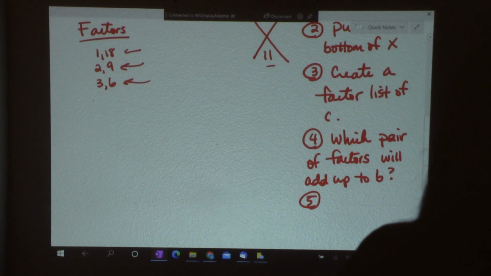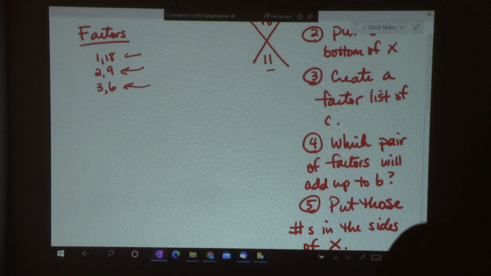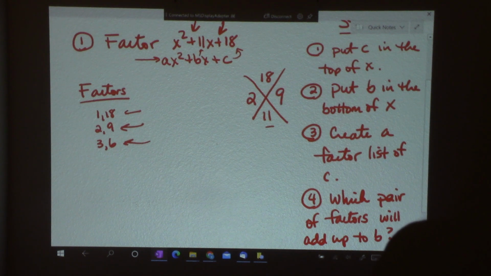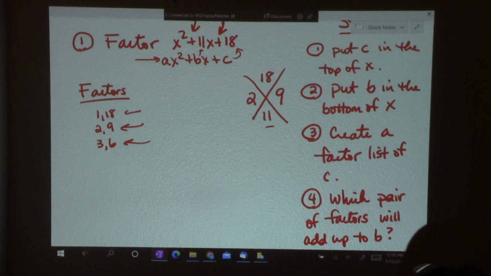So the fifth thing I'm going to do is put those numbers in the sides of the x. So I've got 2 and 9, so I'm going to put 2 here and 9 here. Now it's important to fill that out. It's a good habit. It's part of the work that you show me, and also next year we're going to be taking that one step further. So actually from this position you're going to do something else with the 2 and the 9. So it's important that you put them there.